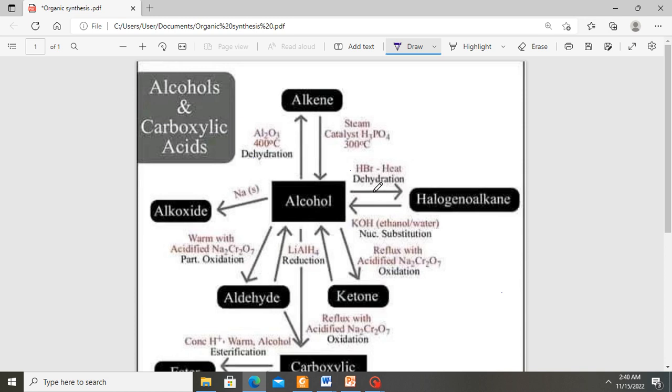In other words, the reversible reaction of this is treating the haloalkane with potassium hydroxide in water. This reaction is more of a nucleophilic substitution reaction in which the hydroxy group of the KOH replaces the halogen on the haloalkane to form the corresponding alcohol. So this reaction is also a reversible reaction that converts alcohol to haloalkane and from haloalkane back to alcohol. Let's see the one that exists between alcohols and ketones.